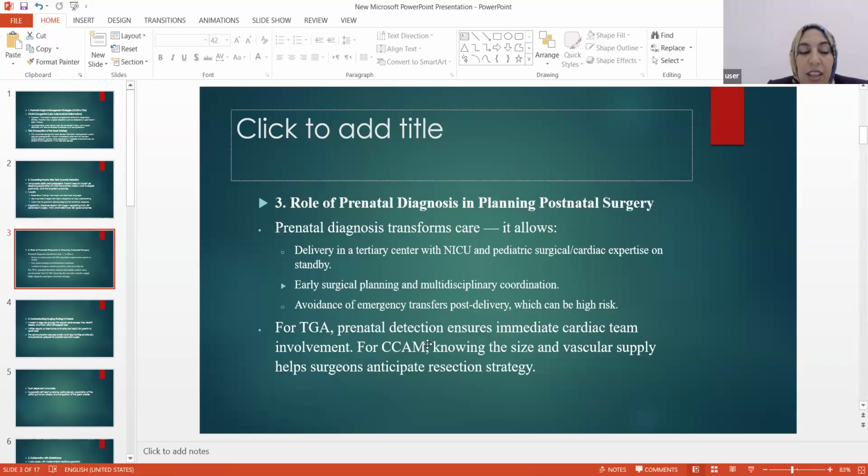This is regarding cardiac anomalies. If there is a cardiac anomaly, it is important to counsel the patient as well as the team. It is important to refer the patient to a tertiary hospital to avoid emergency transfer postnatally, which may be risky and high risk to the fetus.